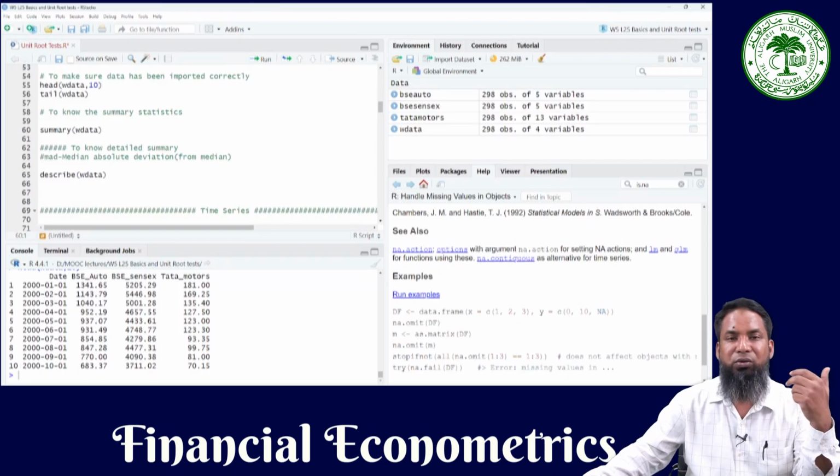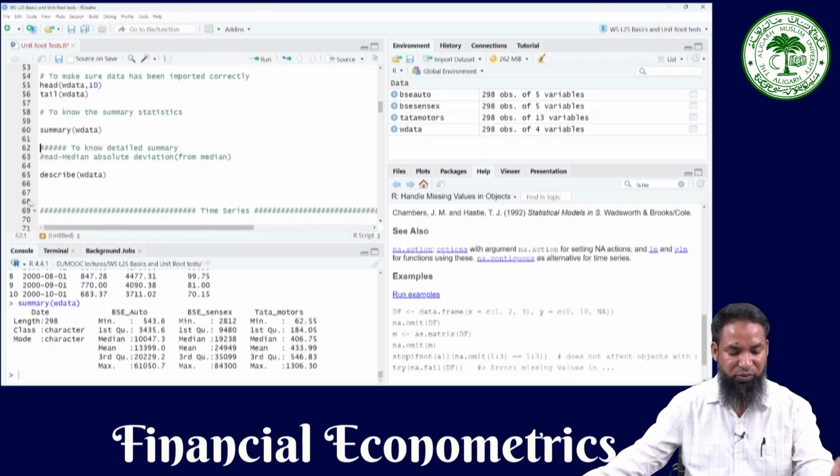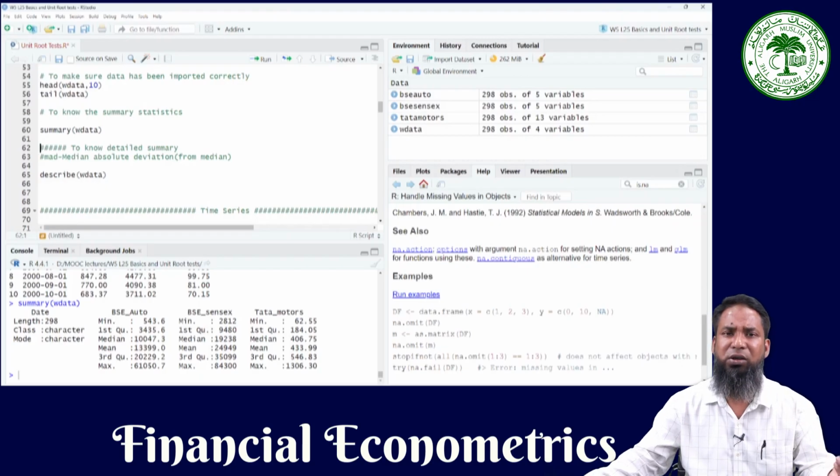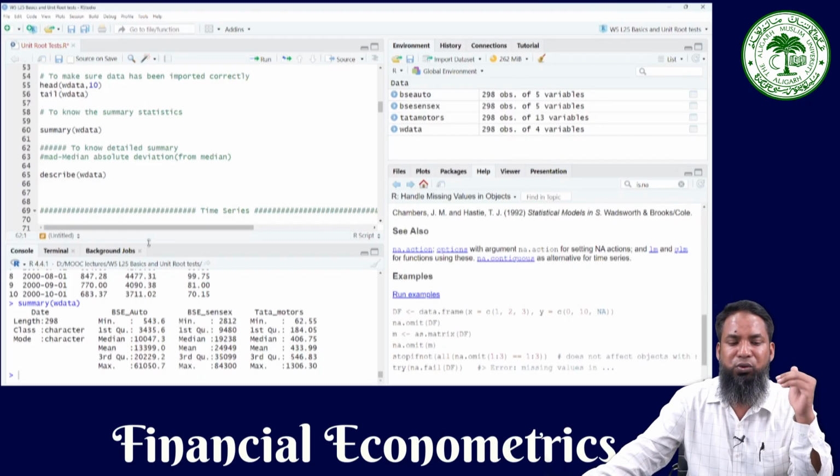Then the first thing we will do is the summary of that data. If you want a summary, it will show you the minimum, first quartile, median, mean, third quartile, and maximum. These things we have already discussed in detail. Here our objective is basically unit root, so quickly we will move to the unit root.